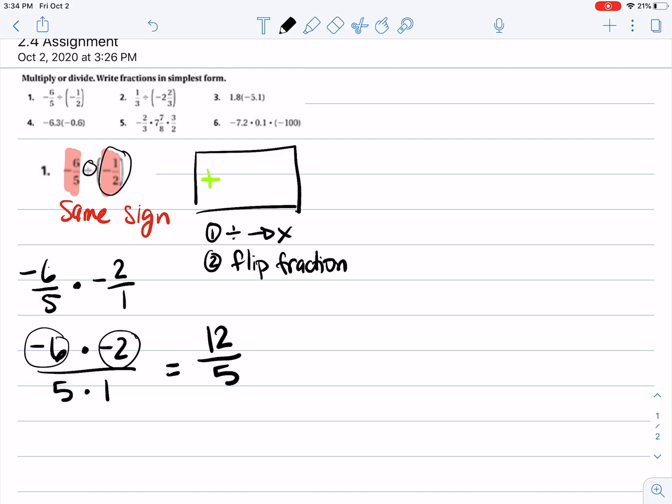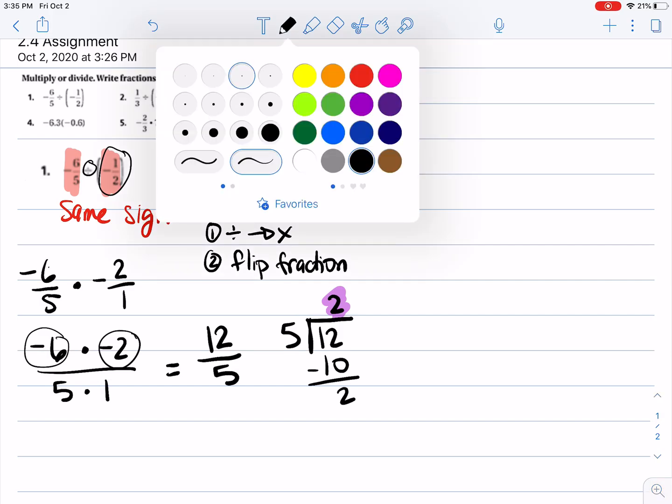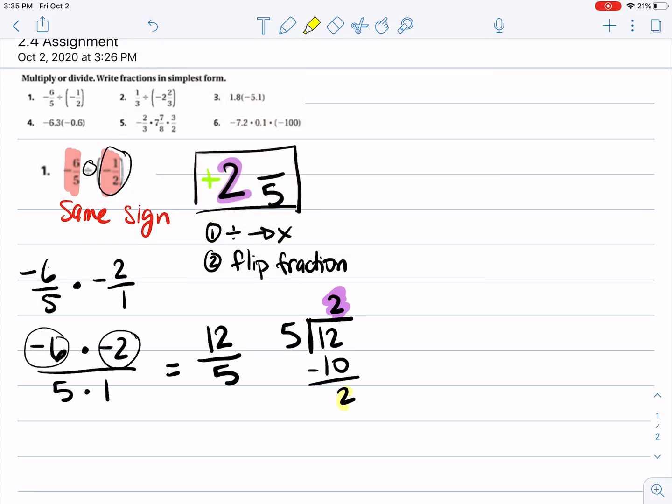They want the fractions in simplest form, so I think that means they want this as a mixed number. So I'm going to do 12 divided by 5. That can go into 12 2 times with 2 left over. So my mixed number is going to be 2 is my whole number, and the fraction is going to be over 5, and the numerator is going to be this 2 that was left over. So that's number 1. Again, that's a positive answer.